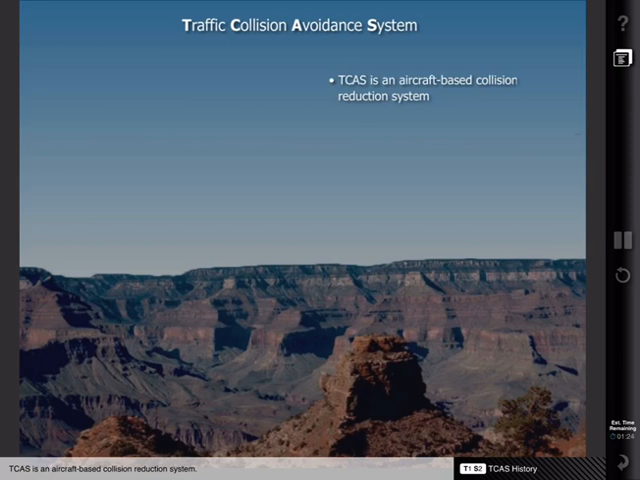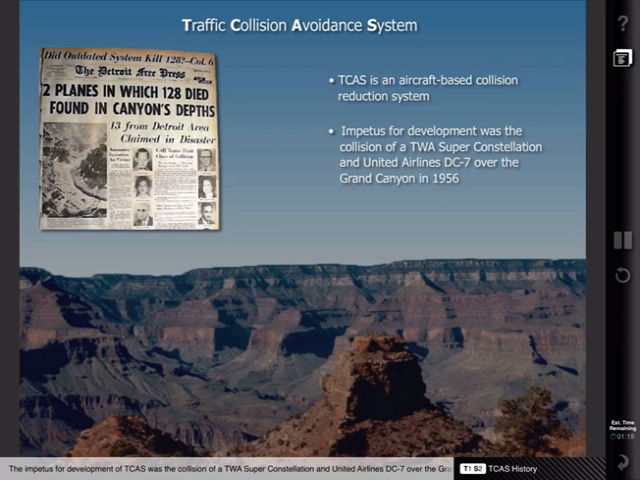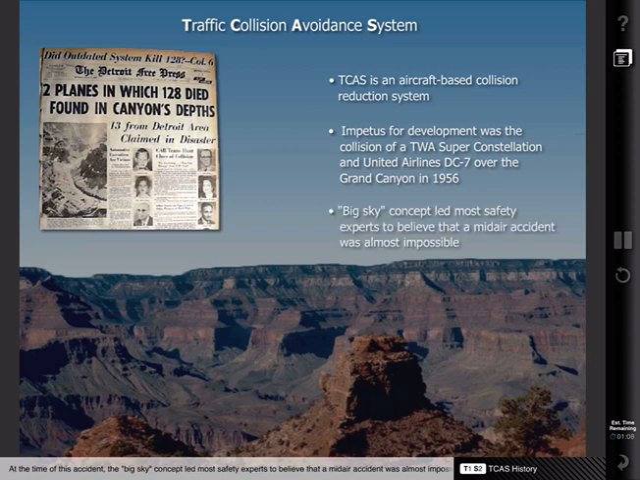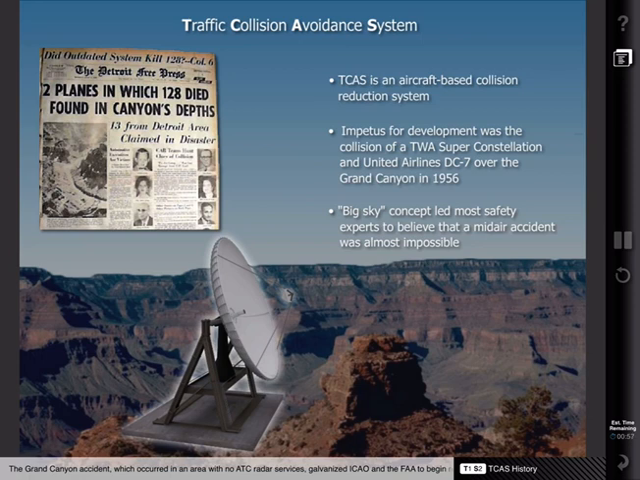TCAS is an aircraft-based collision reduction system. The impetus for development of TCAS was the collision of a TWA Super Constellation and United Airlines DC-7 over the Grand Canyon in 1956. At the time of this accident, the Big Sky concept led most safety experts to believe that a mid-air accident was almost impossible. The Grand Canyon accident, which occurred in an area with no ATC radar services, galvanized ICAO and the FAA to begin research on an airborne system to reduce the risk of mid-air collision.